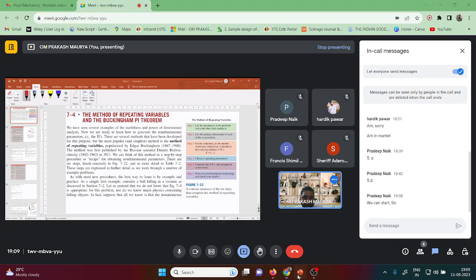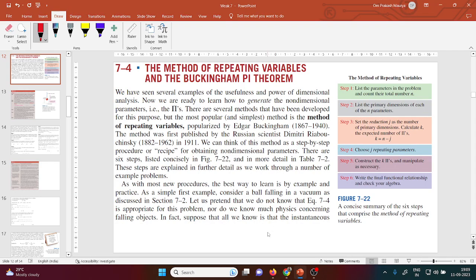So now we'll start. After this slide, we will move on to the question. The method of repeating variables and the Buckingham Pi theorem. We have seen several examples, but we have not seen it written here. Now we are ready to learn how to generate the non-dimensional parameters. Why do we need them? You know already: the non-dimensional parameters for model and prototype are equal, so it is very easy to equate both.